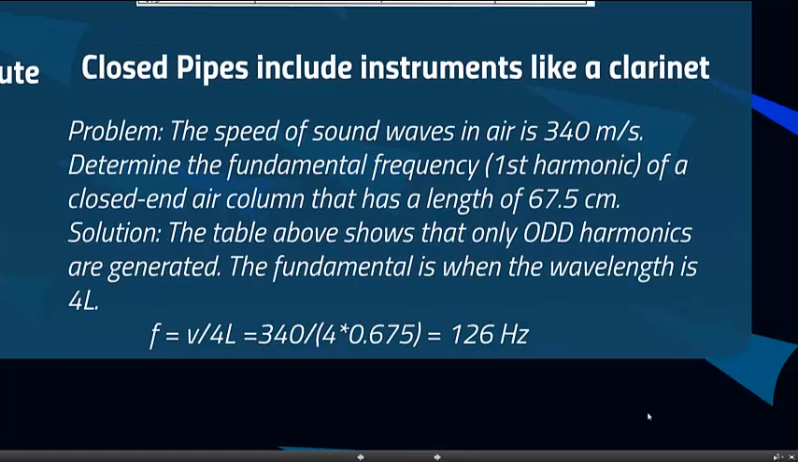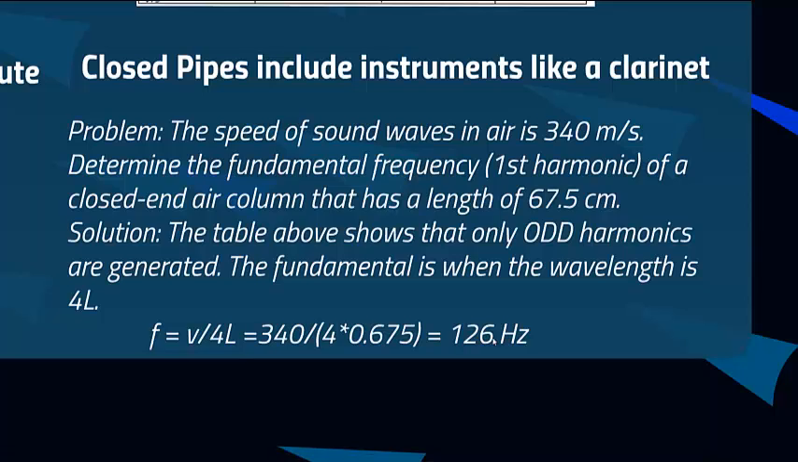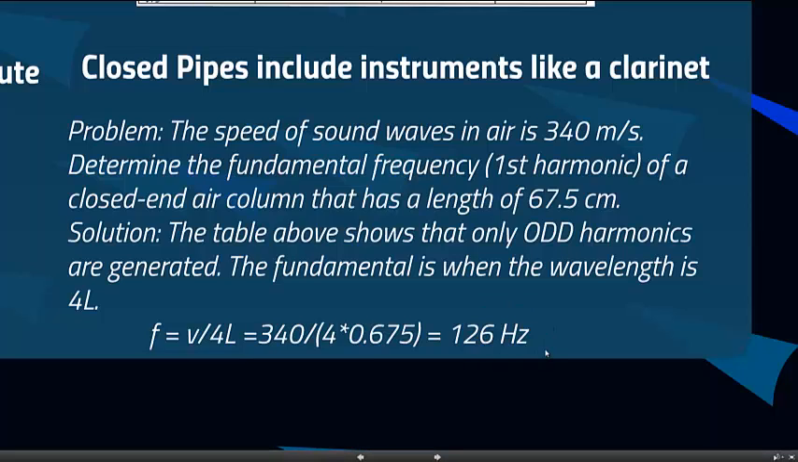Let's have a look at the problem. The speed of sound waves in air is 340. Again, a pipe that has 67.5, but now it's a closed pipe, so the same length, closed. If you use only the odd harmonics, then the fundamental is when the wavelength is 4L. So this would be 126 Hz. Something interesting: if we're only using odd harmonics, then we're not going to get 2 times this fundamental frequency, we're only going to get 3 times. So the next harmonic, the third harmonic, would not be 252, it would actually be 378. That would be 378 Hz for the next harmonic that you could have in a closed pipe.